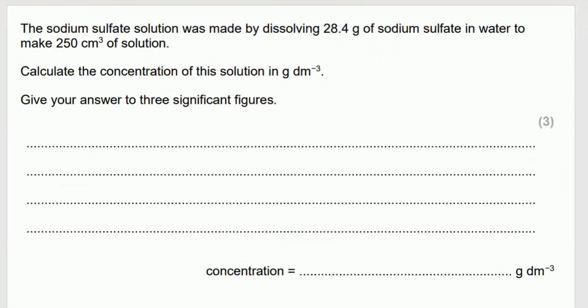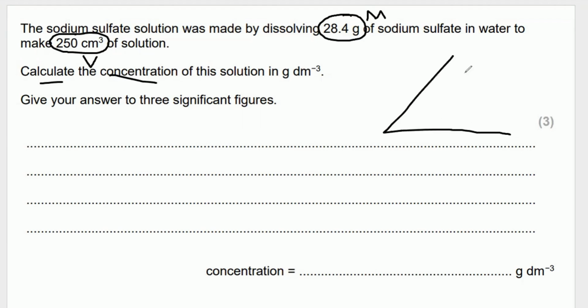Okay, this one is more difficult because it's worth 3 marks, and we'll show you why. Don't forget to pause the video and have a go, and then I'll go through the answers. So once again with this one, we've got the sodium sulfate solution was made by dissolving 28.4 grams of sodium sulfate in water to make 250 cm³ of solution. So we're circling the numbers and looking at the units. 28.4 g, that's M, that's mass, and 250 cm³, that's V, that's volume. So the main thing is, can you spot what the numbers are?